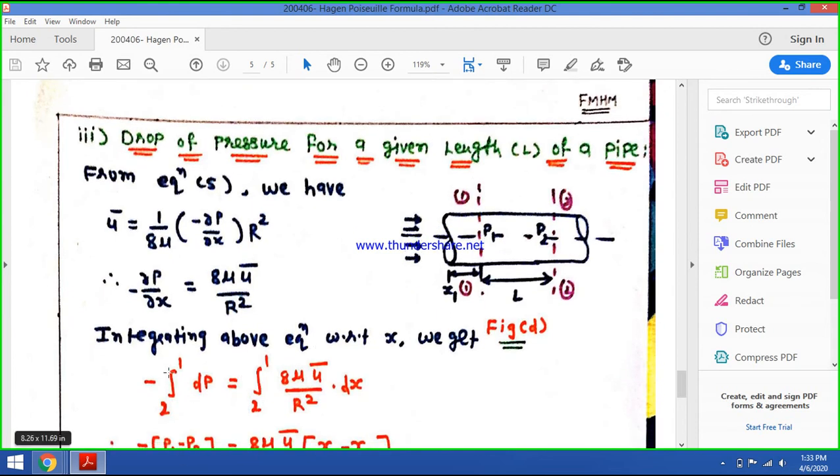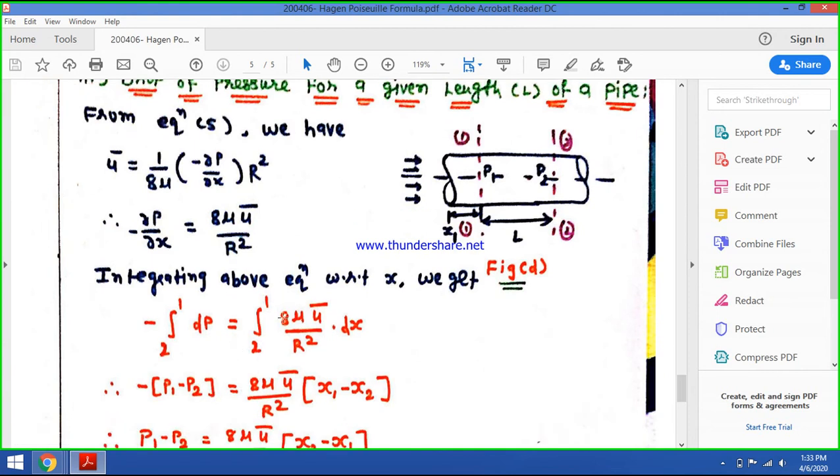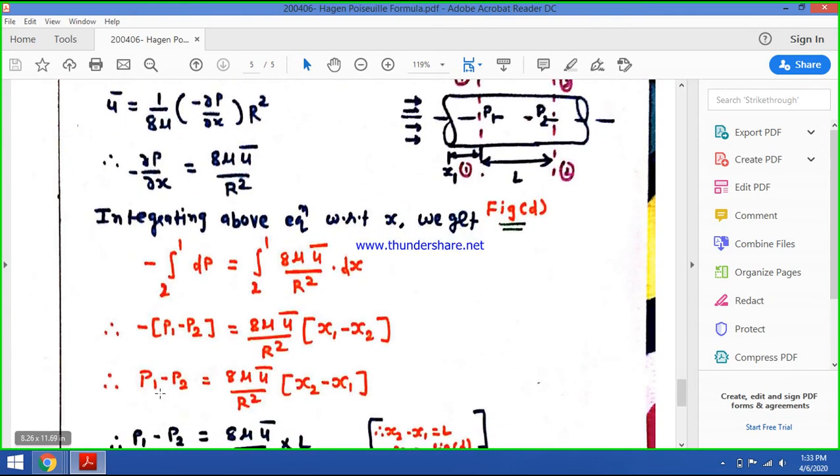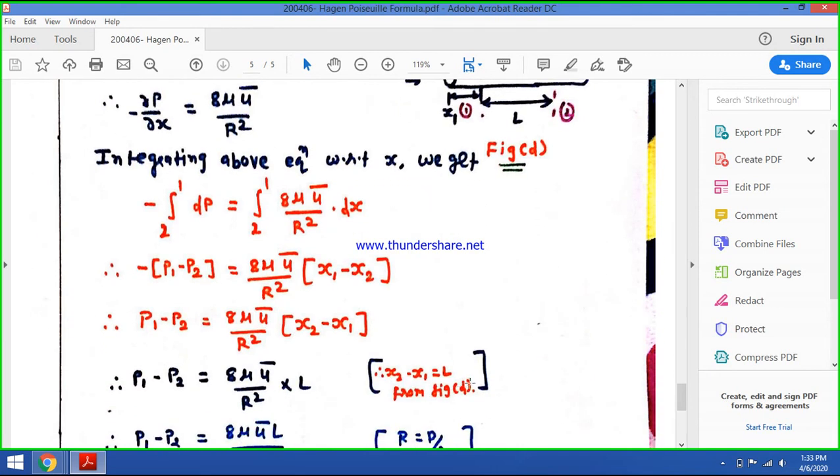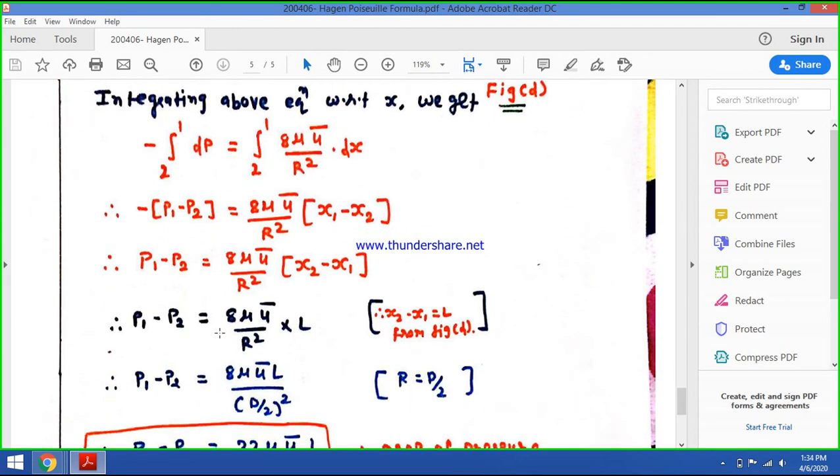Okay, so integrating from 2 to 1, dp is equal to the integration from 2 to 1 of 8 mu u bar upon R square into dx. Okay, so by simplification you will get P1 minus P2. Here I have changed the sign in this equation. Okay, so instead of minus I will consider a minus sign put here, so you will get P1 minus P2 is equal to 8 mu u bar upon R square into x2 minus x1, where x2 minus x1 is nothing but the length of the pipe. Okay, L, or the length between section 1 and 2. Okay, so P1 minus P2 you will get 8 mu u bar upon R square into L.